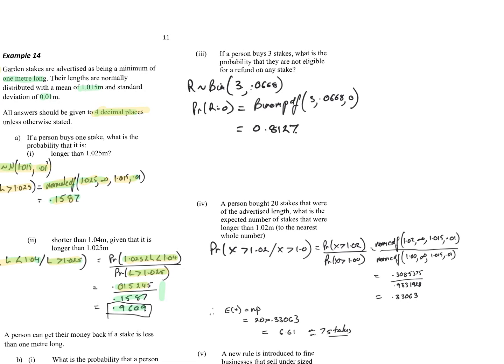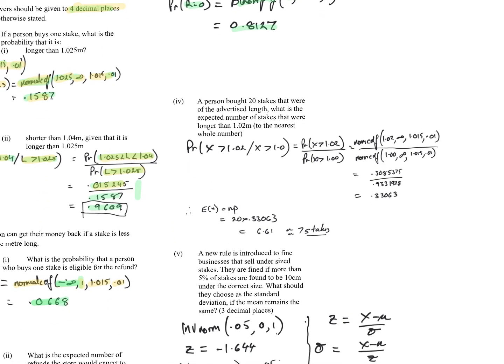If a person buys 3 stakes, what is the probability they are not eligible for any refunds? So it's a genuine binomial now, isn't it? We've got 3 trials. The probability of a refund is 0.0668. What's the probability of 0 refunds? So R equal to 0. It's a binomial PDF. 3, 0.0668, 0 gives me 0.8127. This is probably a 2-mark question, and here is your other mark: you've identified that this is now a binomial distribution with 3 trials and a probability of success of 0.0668.